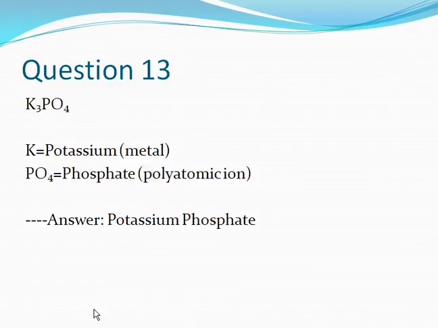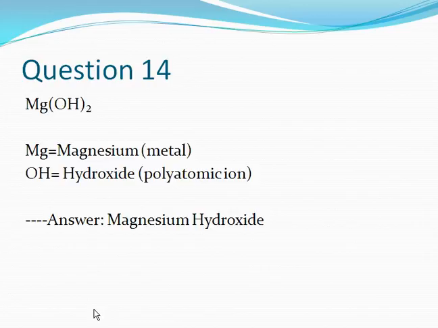Question 13. When naming an ionic compound with a polyatomic ion, the name is strictly the first element and the name of the polyatomic ion, so the name of the formula is potassium phosphate. Again, knowing the polyatomic ion helps a ton. When naming this compound, you must know that OH is hydroxide, and you just add that after the name of the element that comes first in the formula to name the whole compound.